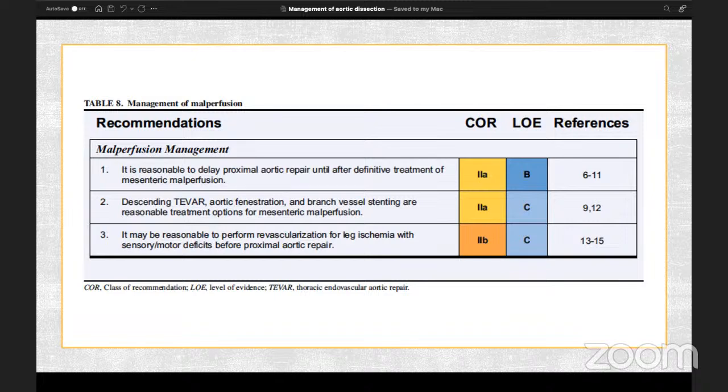most of the time, it will be difficult to know if it's dynamic or static malperfusion for the distal organ, even for the mesenteric. So it is difficult to know.